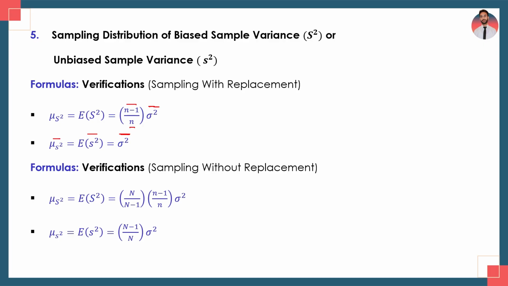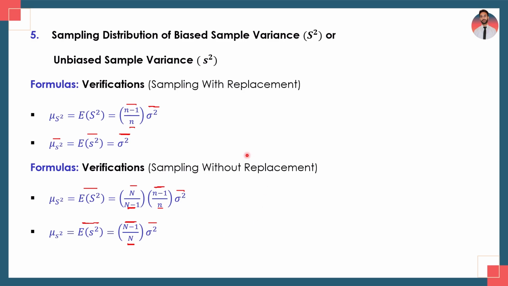Now the verification for biased sample variance and unbiased sample variance small s square for sampling without replacement: expected value of capital S square is equal to n over capital N minus 1, multiplied by small n minus 1 divided by n, and the whole is multiplied by the variance sigma square. This is the verification for sampling without replacement for capital S square, the biased sample variance. And for the unbiased sample variance small s square, expected value of s square is equal to capital N minus 1 in the numerator and capital N in the denominator, multiplied by the population variance sigma square. Then the left hand side and right hand side will be equal.